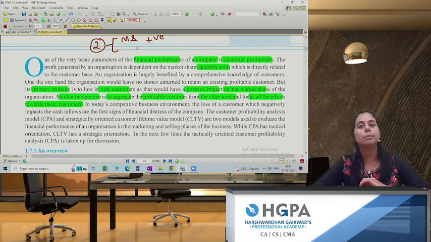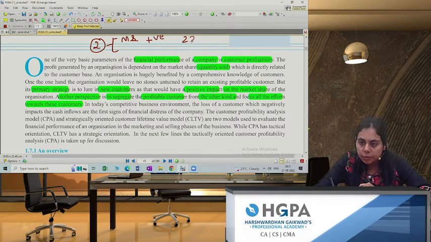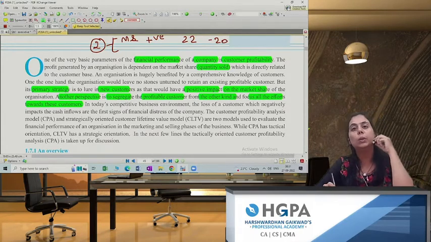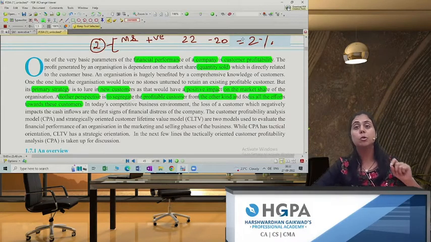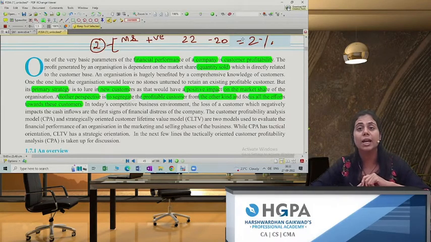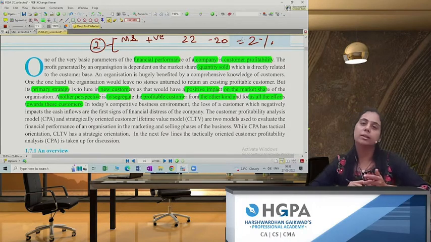Market share concept means what? Earlier we had 20% of the market share, now we have 22%. It means we have attracted how many customers? We have attracted 2% more of the customers. That is a positive impact. We have an addition of 2% more.